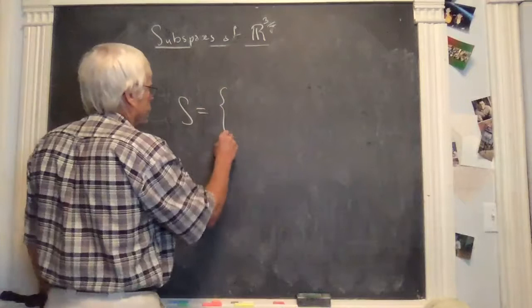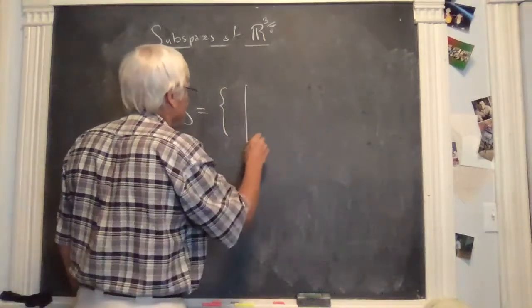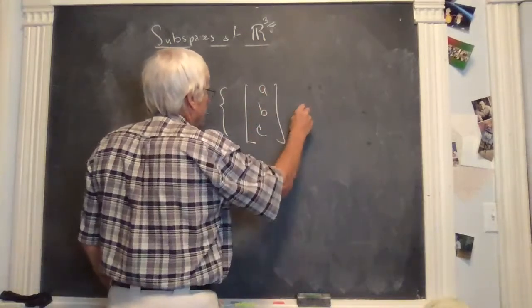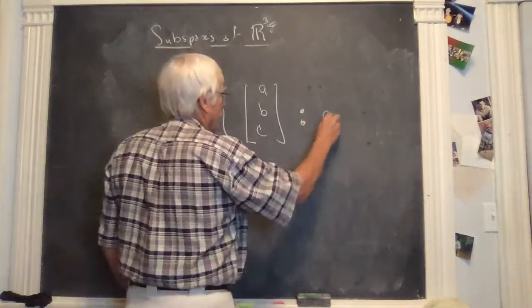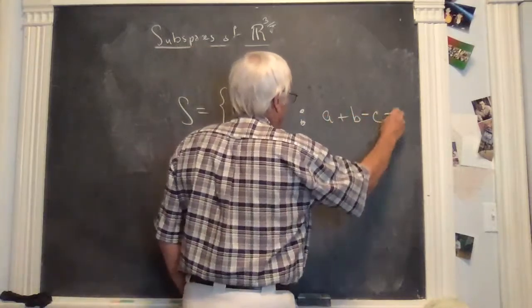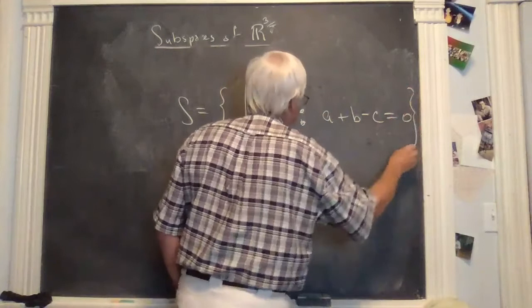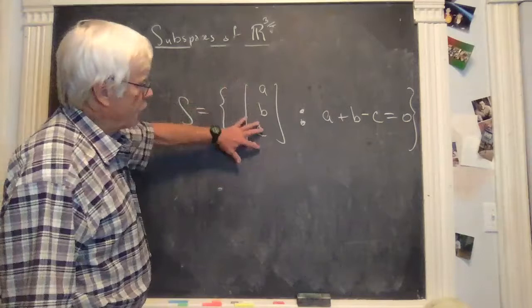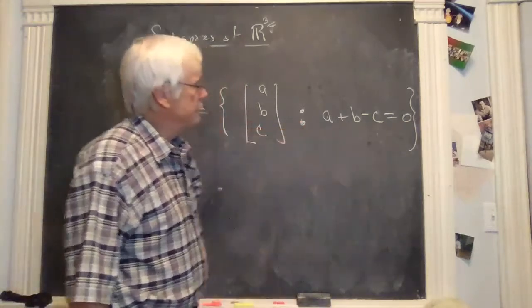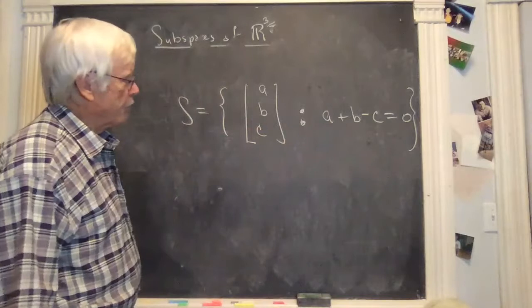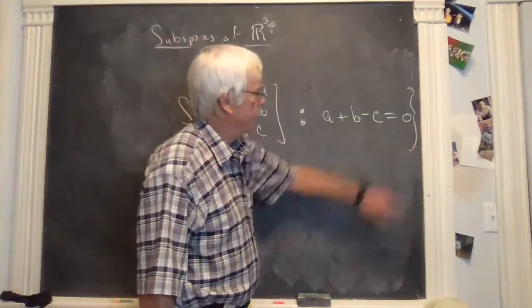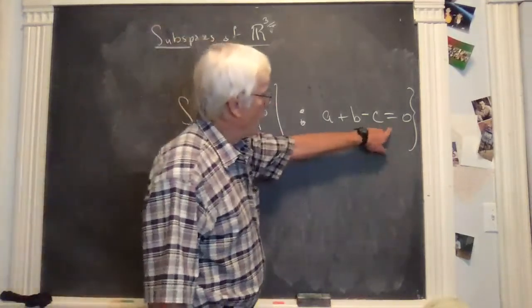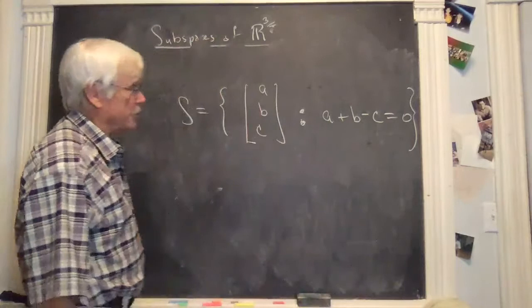So if we look at this set, for example, the set of all, let's say A, B, C, and I'm going to put a property here so that A plus B minus C equals 0. So this is a collection of vectors, A, B, C, that satisfy this rule. 1, 1, 1 is not in there because 1 plus 1 is 2, minus 1 is not 0. But 1, 0, 1 is. 1, 0, 1 makes this rule true. So some vectors are in and some vectors are not.